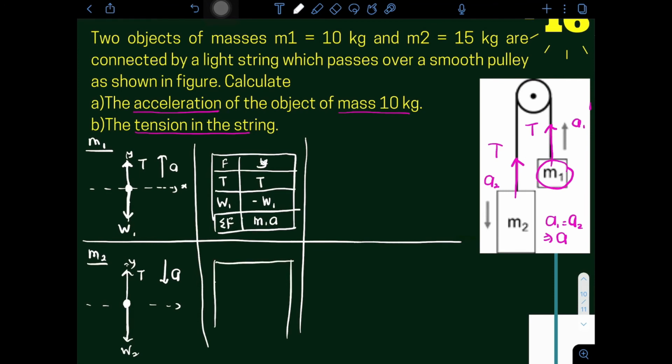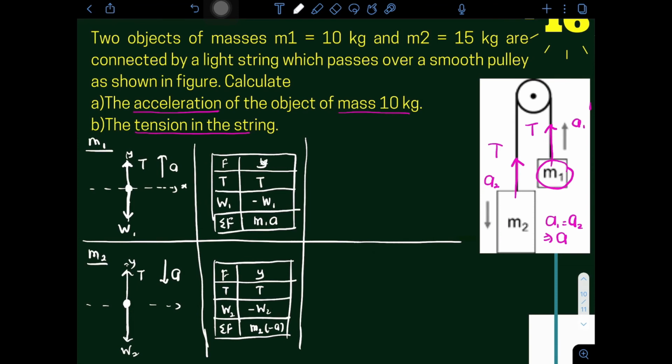Okay, so for the next mass, we have y component as well. We have tension and weight 2. Tension upwards, positive, weight 2 negative, downwards. So total F equals M2 times negative A because A is going downwards. A is a vector, so we have to put the direction of the vector A as well while we are calculating this problem. So we want to calculate acceleration and tension.